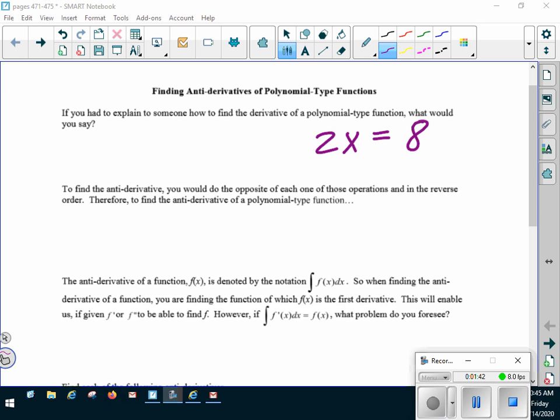So if you want to undo a derivative, you integrate. You know how with a derivative, if you knew f, you could find f prime, right? But with an integral, guess what? If you know f prime, you can find f. Aha.